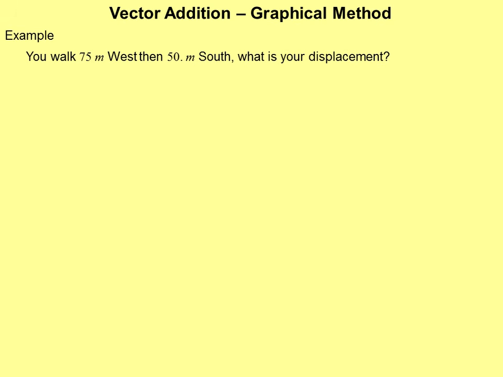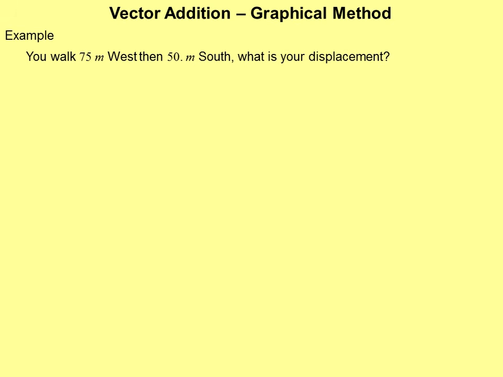In this video, we're going to learn how to add two or more vector quantities when they're in more than one dimension, in particular two dimensions. This is going to be a little different than what we had to do in the last unit, where we were always stuck in one-dimensional motion.